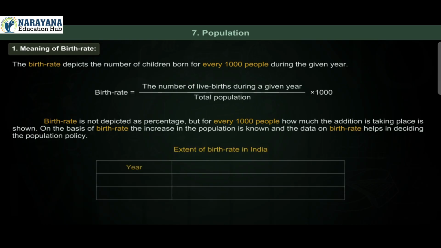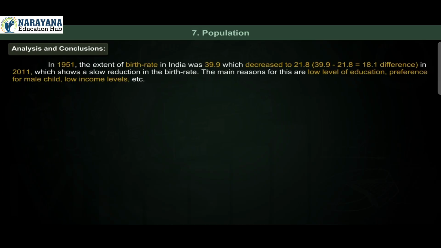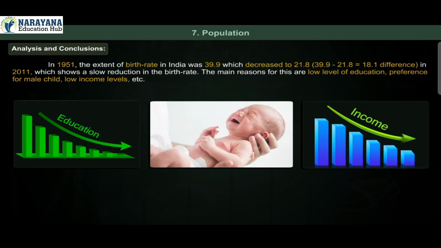Extent of birth rate in India. In year 1951, birth rate per 1000 persons is 39.9. In year 2011, birth rate per 1000 persons is 21.8. Source: Census of India 2011. Analysis and conclusions. First, in 1951, the extent of birth rate in India was 39.9, which decreased to 21.8, that is 39.9 minus 21.8 is equal to 18.1 difference in 2011, which shows a slow reduction in the birth rate. The main reasons for this are low level of education, preference for male child, low income levels, etc.